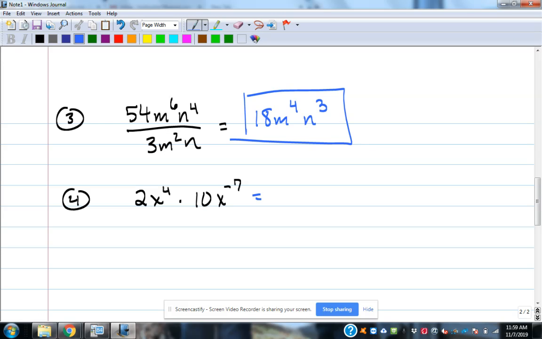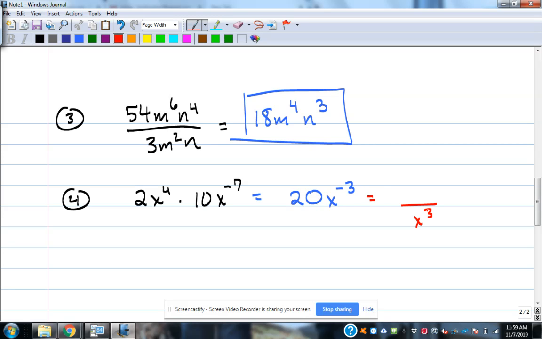What operation are we doing here? Multiplication. So multiplication says multiply 2 times 10, get the 20. And then what do we do with our exponents? Add them up. So that's going to be 4 plus negative 7, which is negative 3. Now, once we've done that rule, we look and say, okay, now I've got a negative exponent. I need to fix it, so I need to make it positive. So how do I make it positive? Move it to the denominator.